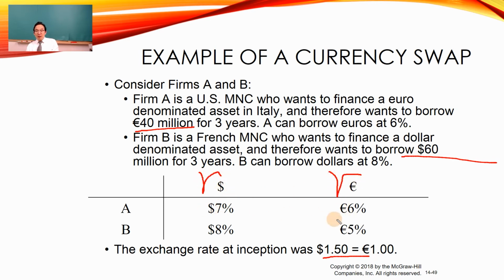R of dollars, R of euro. Okay, interest rate: 7% for A, 8% for B. Euro borrowing rate: 6% for A, 5% for B.